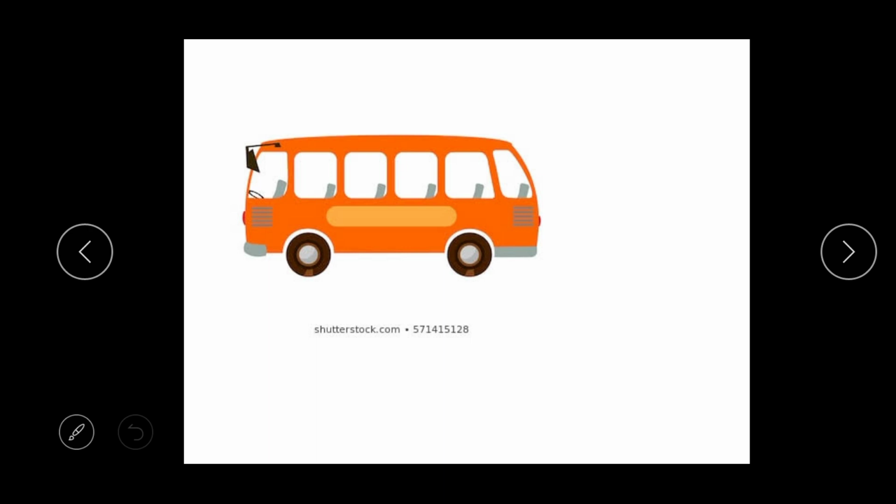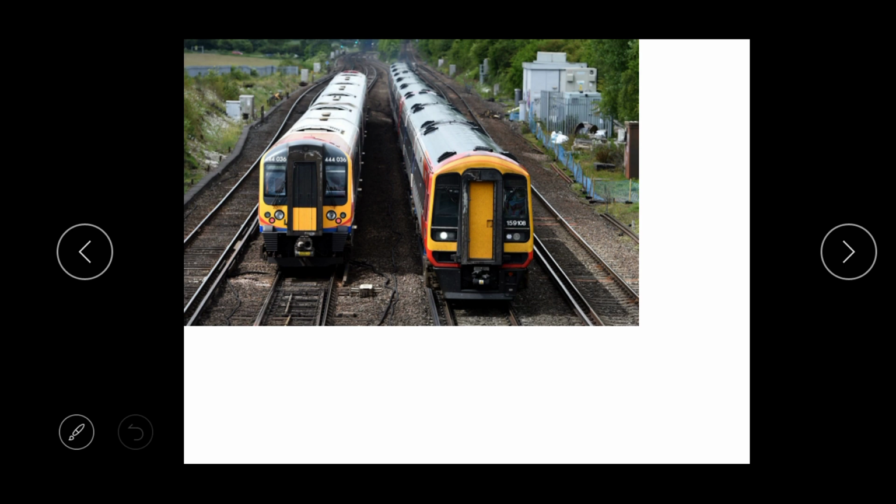Buses are also used to carry many people from one place to another, and they are so big, you can carry like 20, 30 people depending on how big the bus is. Now, we also have trains, okay? Trains are also under land transportation, but trains work on rails.